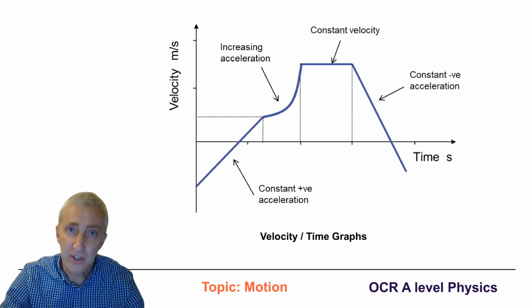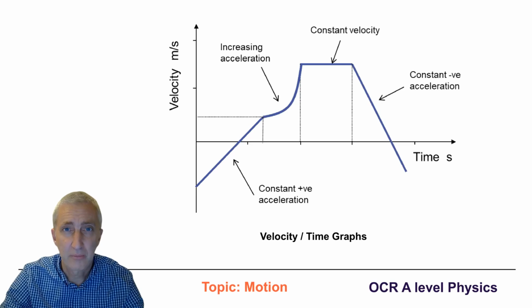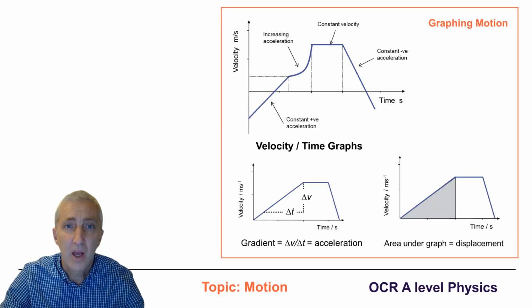Remember that the velocity time graph will look different to the displacement time graph for the same motion. And for the velocity time graphs, the gradient is equal to the acceleration, and the area under the line is equal to the displacement.